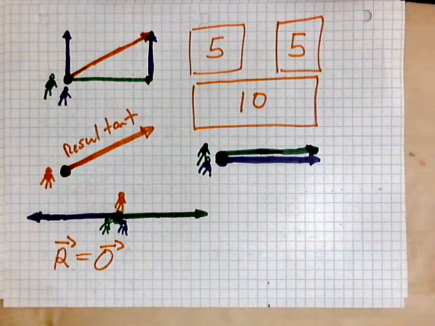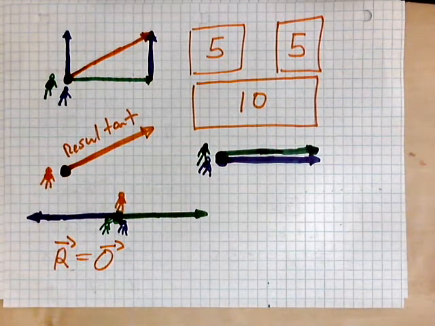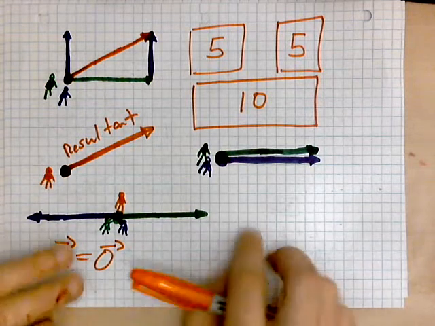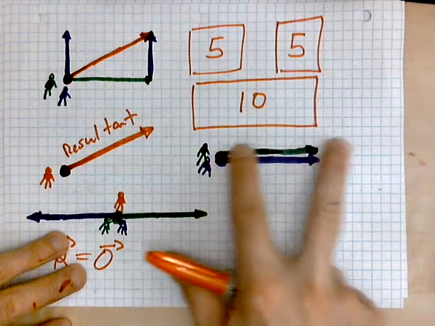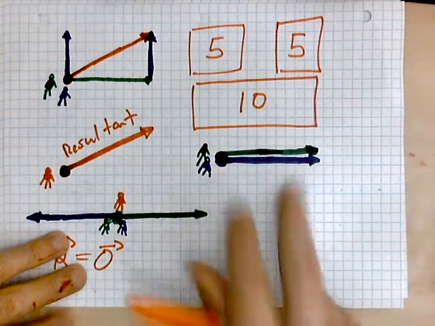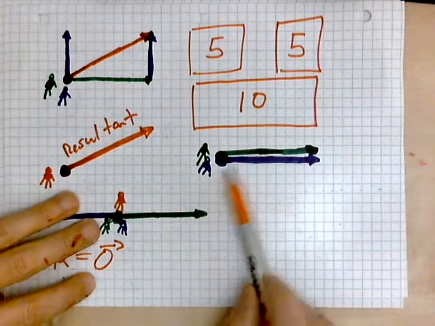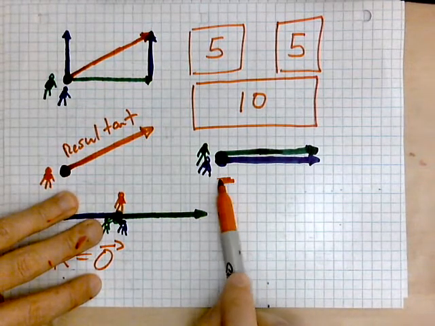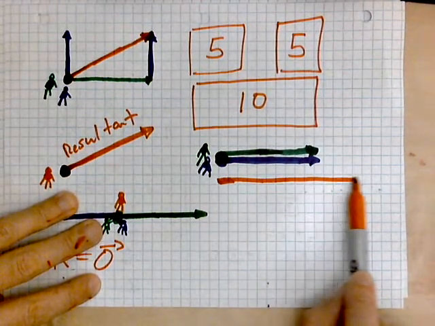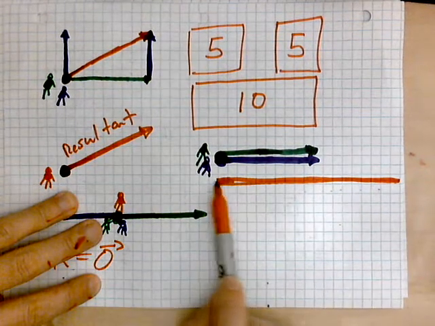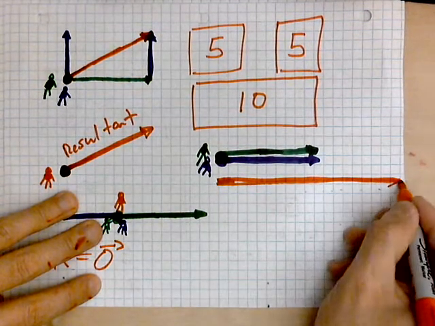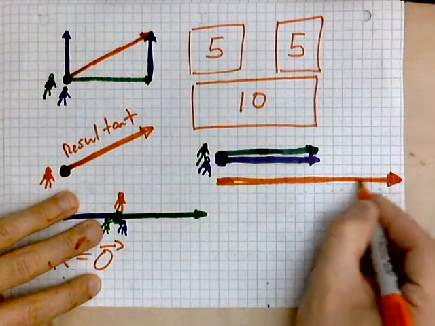So now the question is, what is the resultant? In this case, the resultant is this. You take the green and you add it to the blue. So what results is an arrow that looks like this. Okay? This is the resultant vector.